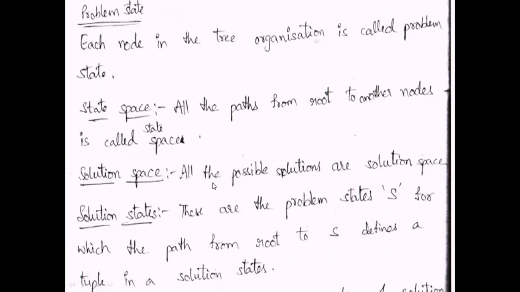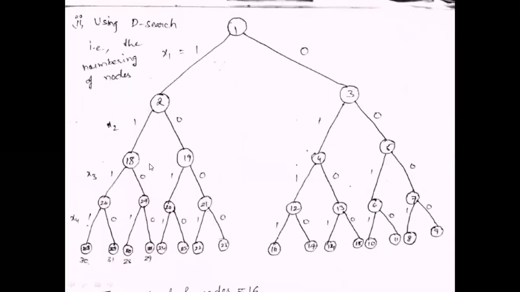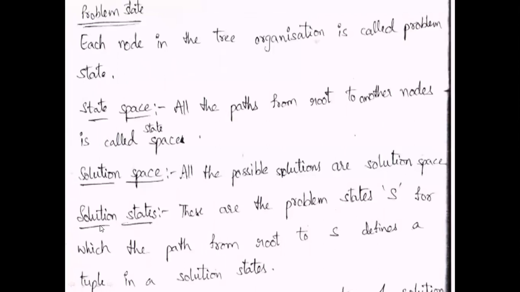Next, solution space. The solution space means all possible solutions. In the previous example, these are the only 16 possible solutions, so these are the solution spaces. Next one, solution states.